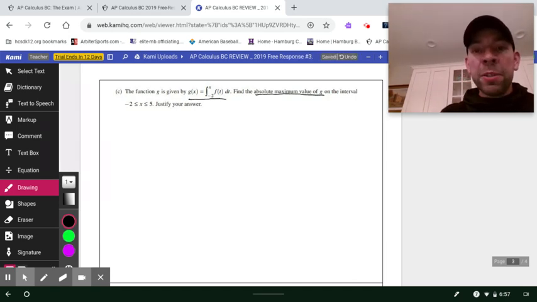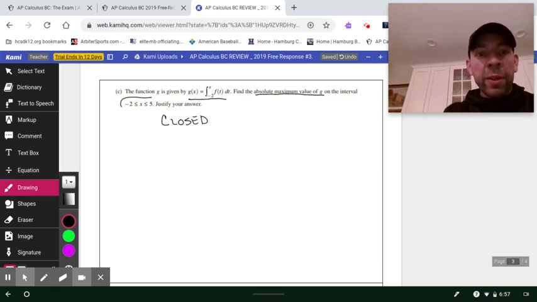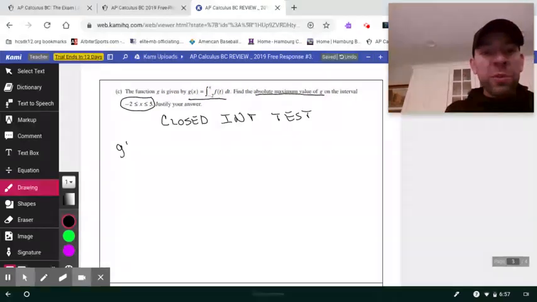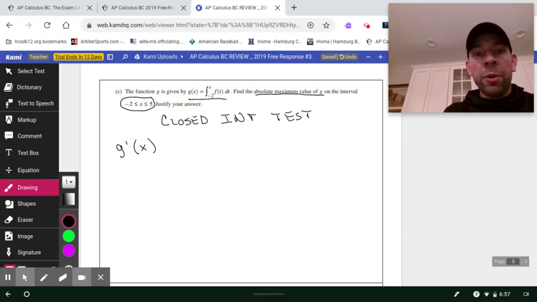Anytime you want to find the absolute maximum value or the absolute minimum value, we're going to use something that I like to call the closed interval test. All right, because we're working within a closed interval, basically. So the name is self-apparent there, the closed interval test. And in this test, what I want to do is first find all of my critical points. What are my critical points? Well, that's when my derivative is either equal to 0 or undefined.